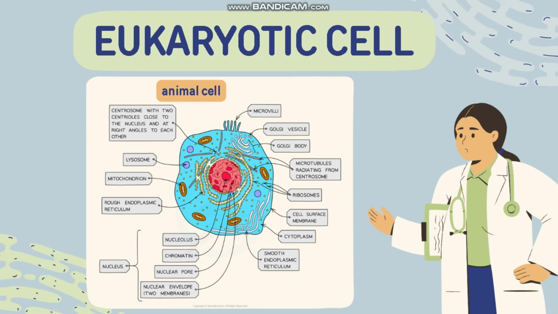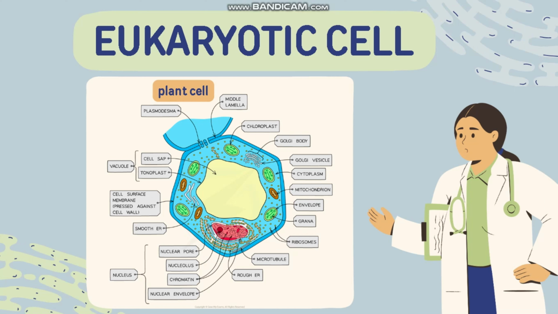So here's a eukaryotic animal cell. We have microvilli, Golgi body, microtubules, cell surface membrane, cytoplasm, SER. We've got nucleolus, chromatin, nuclear pores, and nuclear envelope all within the nucleus. We've got RER, mitochondria, lysosomes, and centrosome, which is just two centrioles which sit at right angles to each other.